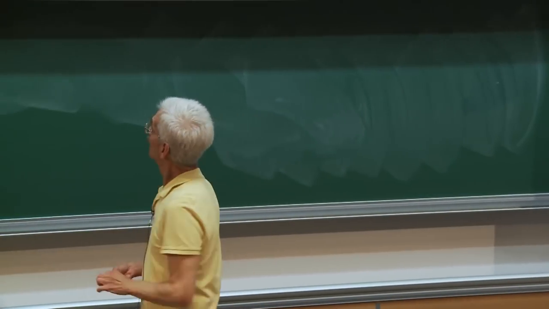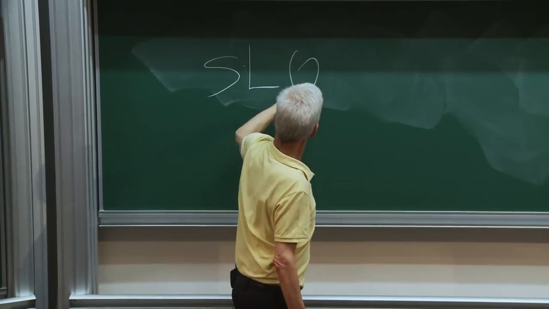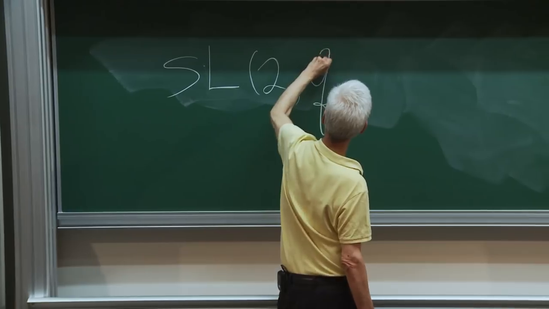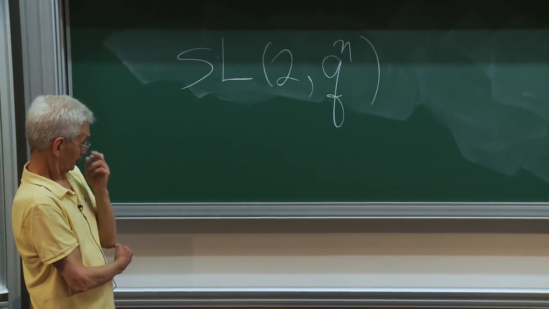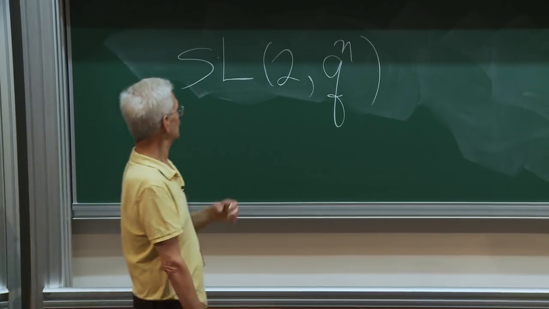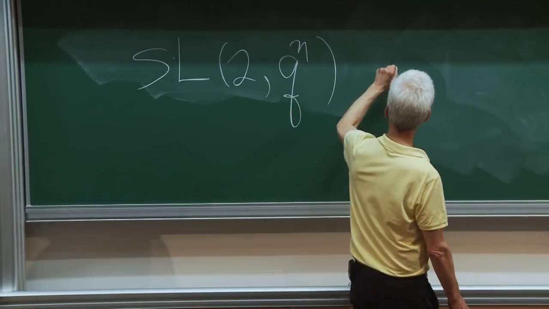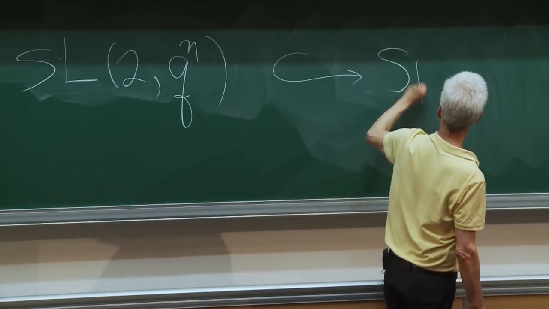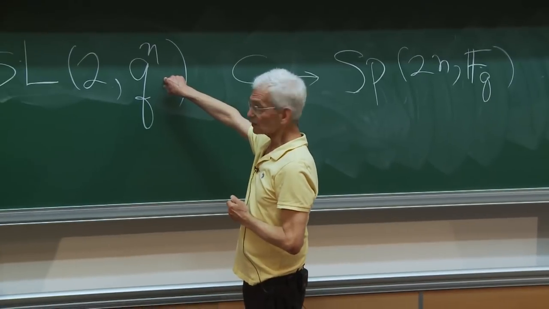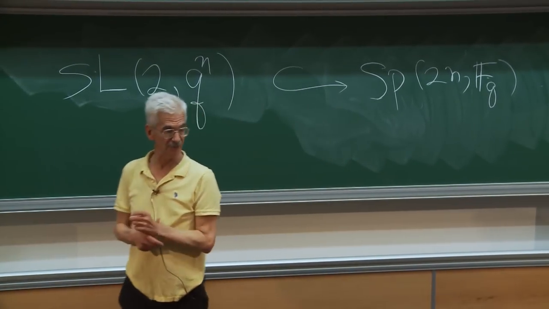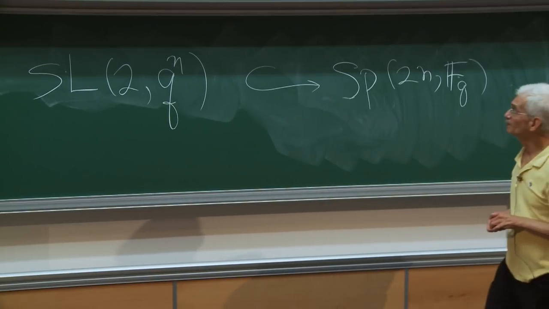Okay. So we're going to look at SL2 of Q to the N. Q could be P, but not just SL2 of a prime field. Now, of course, if you think of this as automorphisms of a two-dimensional vector space over this field, it's not hard to see that you can embed this group into the symplectic group of size 2N over FQ. Just thinking about the two-dimensional vector space over FQ^n as a 2n-dimensional vector space over FQ, with some obvious symplectic form.